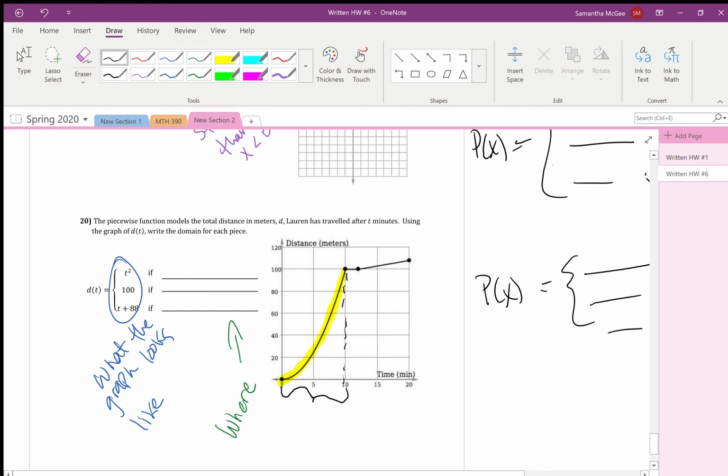So that starts at 0. And notice that our function was given to us as d of t, so our input variable needs to be t. So when t is between 0 and 10, we have that parabola, which is t squared.